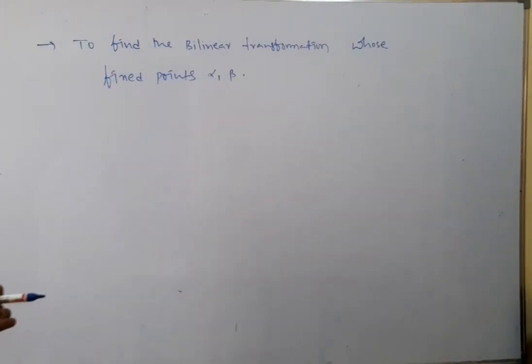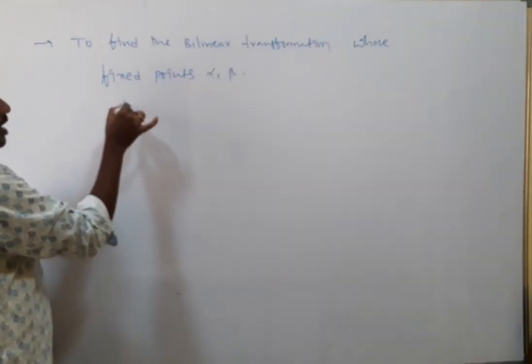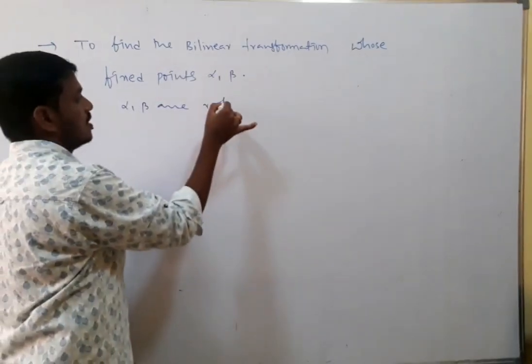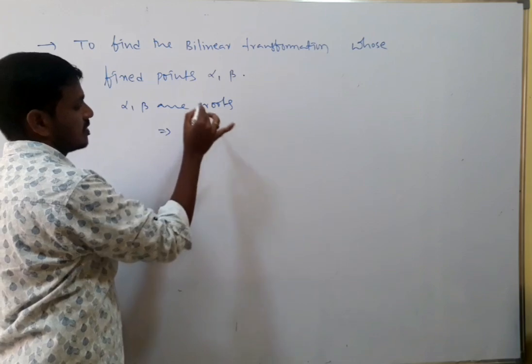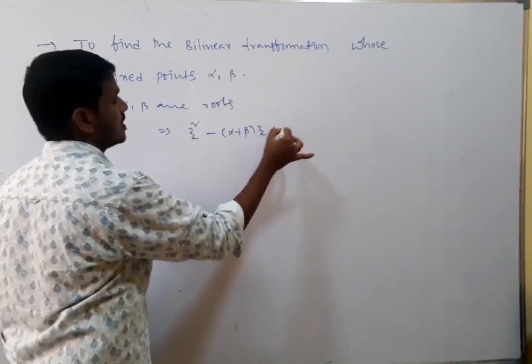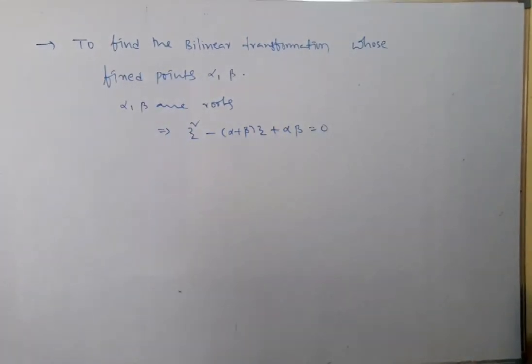Next point. To find the bilinear transformation whose fixed points α, β are given. By using the given fixed points, we are going to find the required transformation. But you know that fixed points are the roots of the quadratic equation. So since α, β are the roots, we can write the quadratic equation as z² − (α + β)z + αβ = 0. If x1, x2 are the roots, this is z² − (x1 + x2)z + x1x2 = 0.